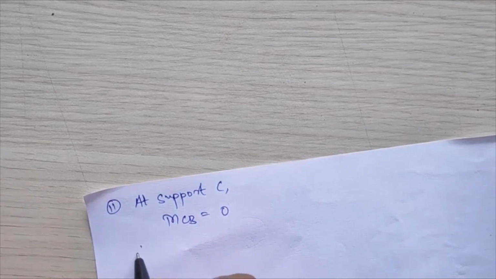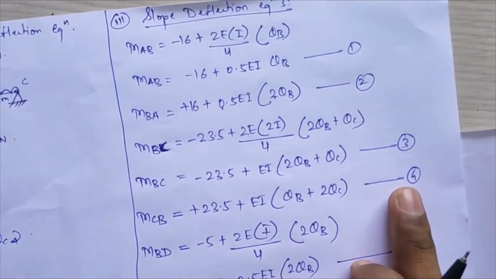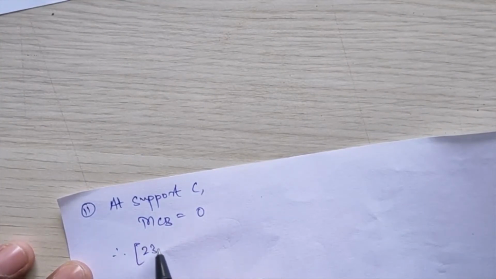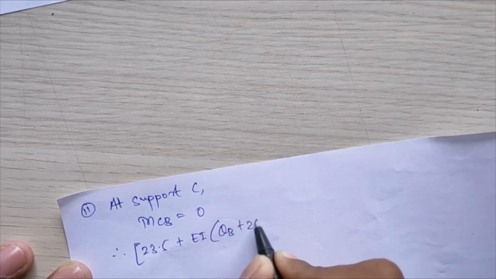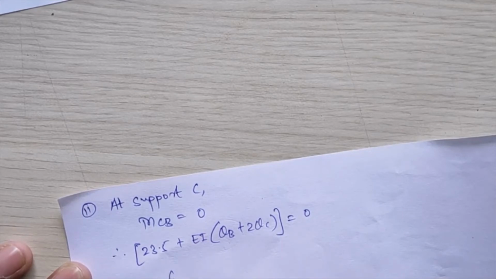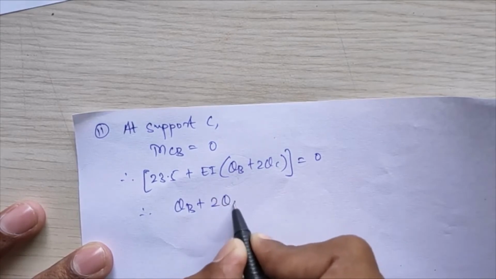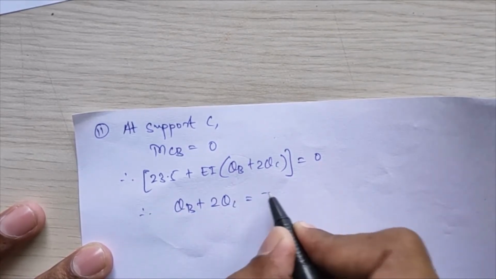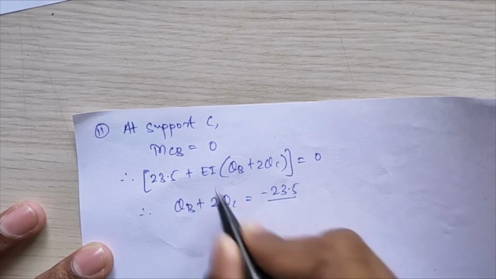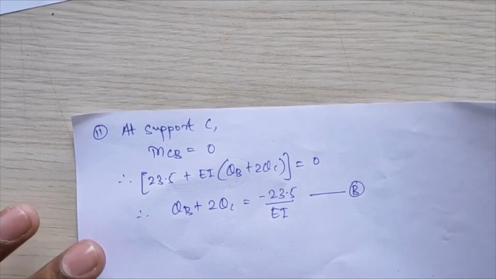So we'll substitute the equation of MCB here, that is equation number 4. So I'll substitute that: 23.5 plus EI into theta B plus 2 times theta C is equal to 0. If I simplify this further, I get theta B plus 2 times theta C is equal to, if this goes on the RHS, minus 23.5, and this EI will get divided. That will be my equilibrium equation number B.